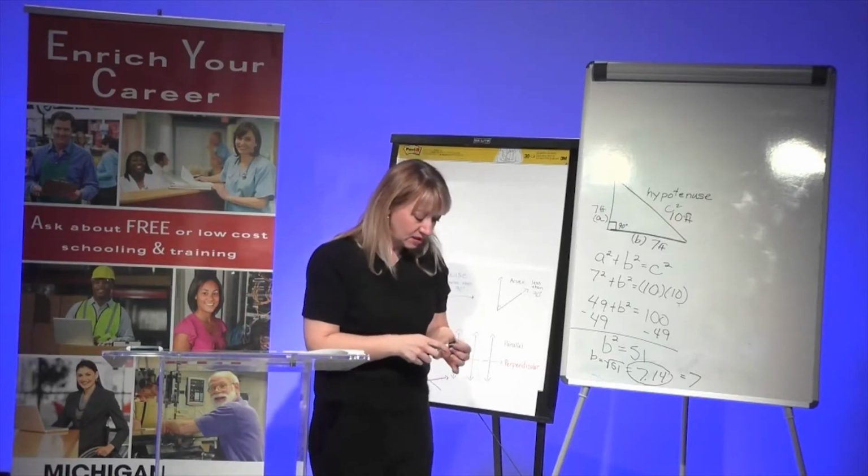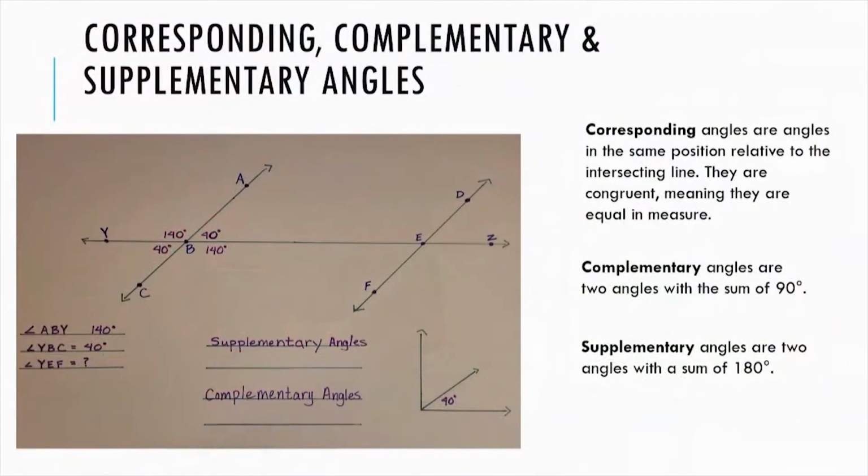Okay, the next section we're going to talk about, we're still dealing with angles. We are going to talk about corresponding angles, complementary angles, and supplementary angles. Corresponding angles are angles in the same position relative to the intersecting line. So they're congruent, meaning they are equal in measure.